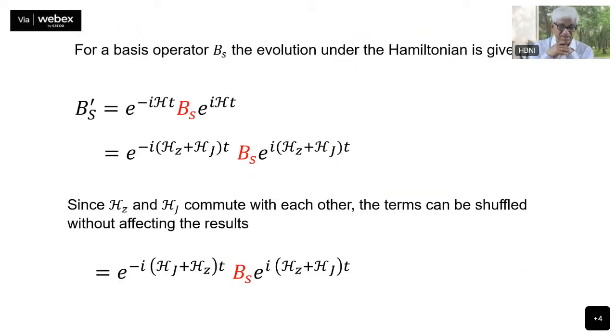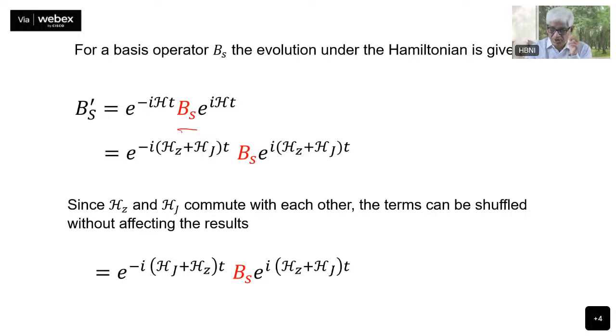This is typically illustrated here. Suppose I am considering a particular basis operator B_S. We had given earlier how to calculate the evolutions. This is e to the minus iHt with respect to the density operator rho, but in place of rho, I put the basis operator B_S now. e to the minus iHt, B_S, e to the iHt. If you expand it, you get e to the minus i(H_Z plus H_J)t, B_S, e to the i(H_Z plus H_J)t. Now, H_Z and H_J, these two operators commute with each other.